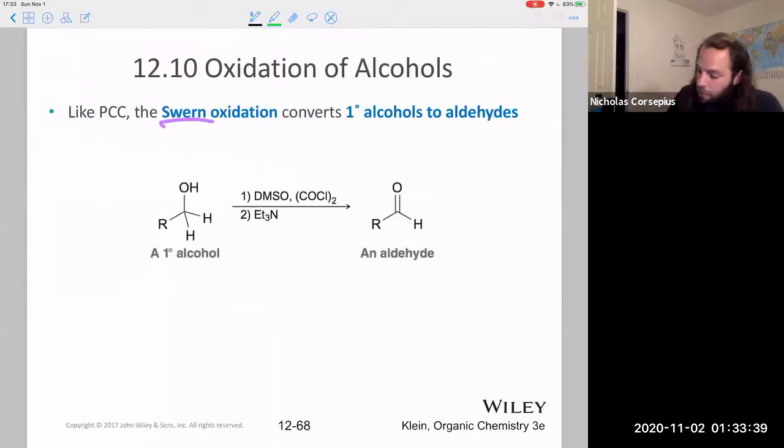All right, so now we're going to learn about two other weak oxidation techniques.